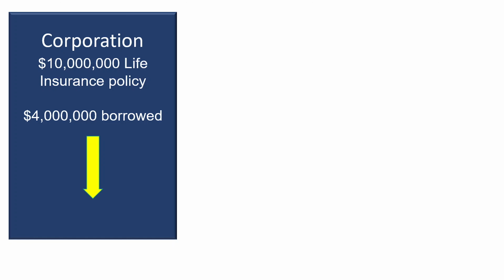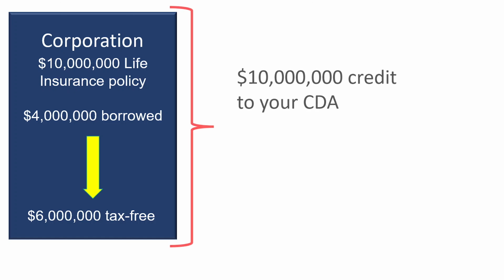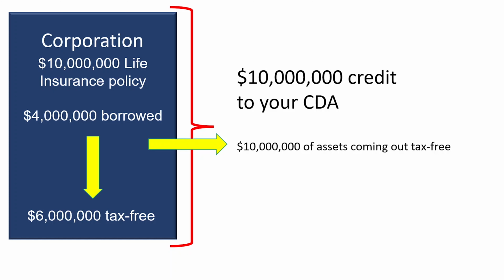The life insurance company would deduct the $4 million from the 10, so $6 million gets paid tax-free to the corporation, which is fine. But the corporation's CDA credit is still going to get the equivalent credit it would have gotten regardless of if the owner borrowed or not. So what that means is you're still going to get a $10 million credit. That means $10 million of assets can come out of the corporation tax-free, but you only have $6 million that was paid in this scenario, not 10, because they had to deduct the $4 million. So that $6 million can come out of the corporation tax-free if the family needs that.